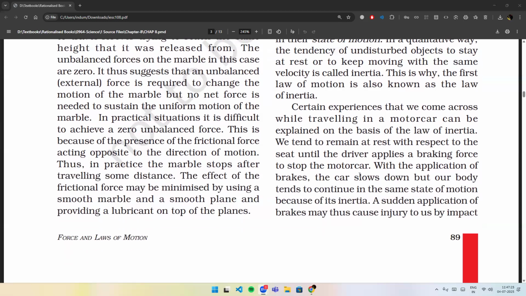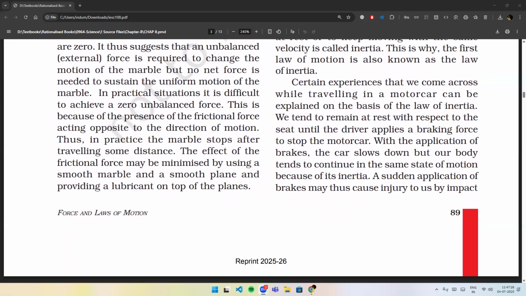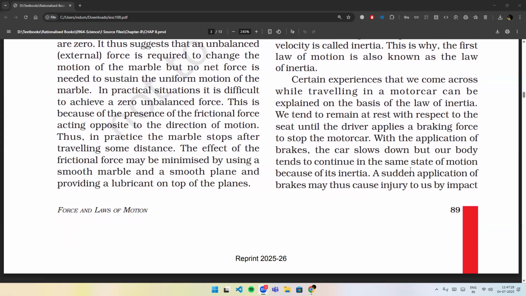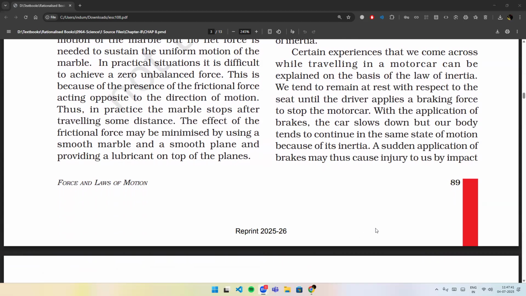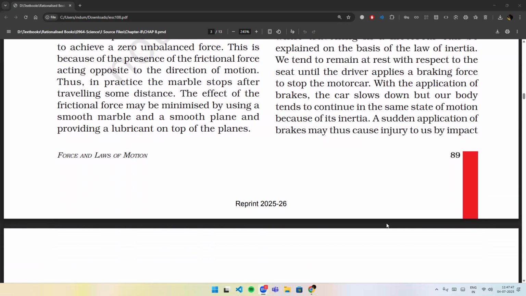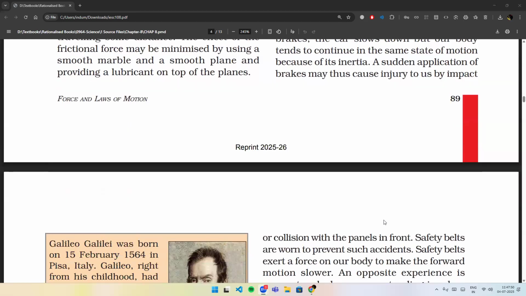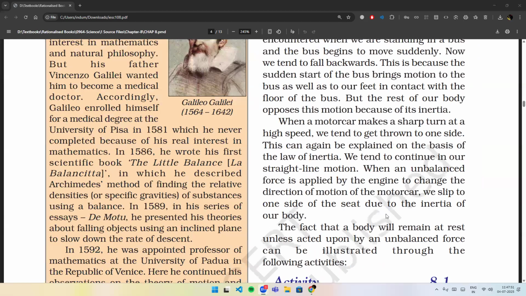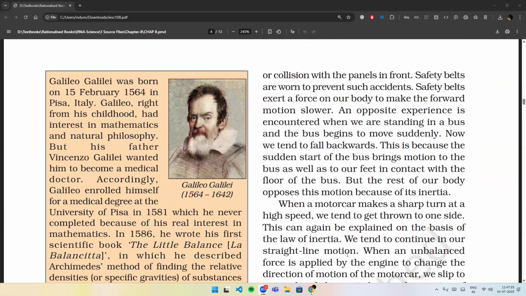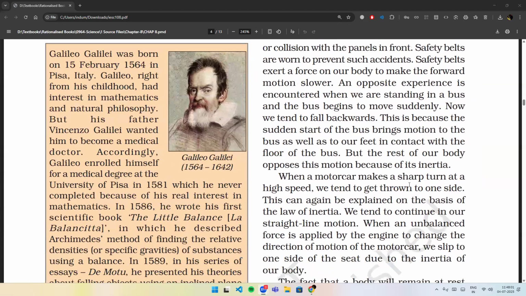Certain experiences that we come across while traveling in a motor car can be explained on the basis of the law of inertia. We tend to remain at rest with respect to the seat until the driver applies a braking force to stop the motor car. With the application of brakes, the car slows down, but our body tends to continue in the same state of motion because of its inertia. A sudden application of brakes may thus cause injury to us by impact or collision with the panels in front. Safety belts are worn to prevent such accidents. Safety belts exert a force on our body to make the forward motion slower.